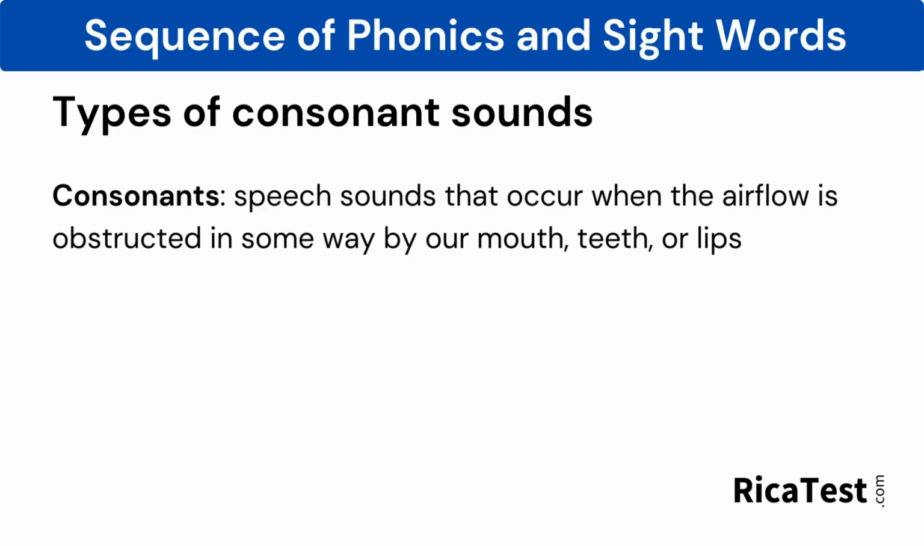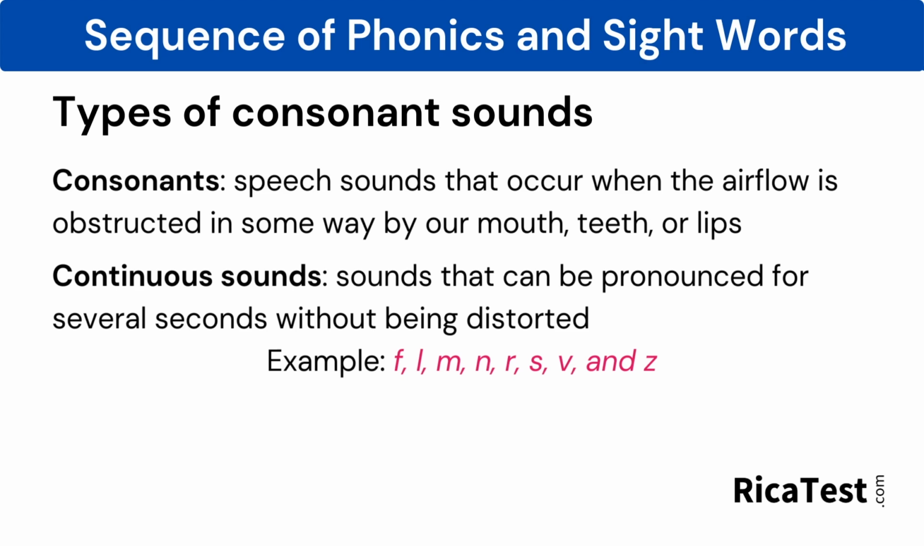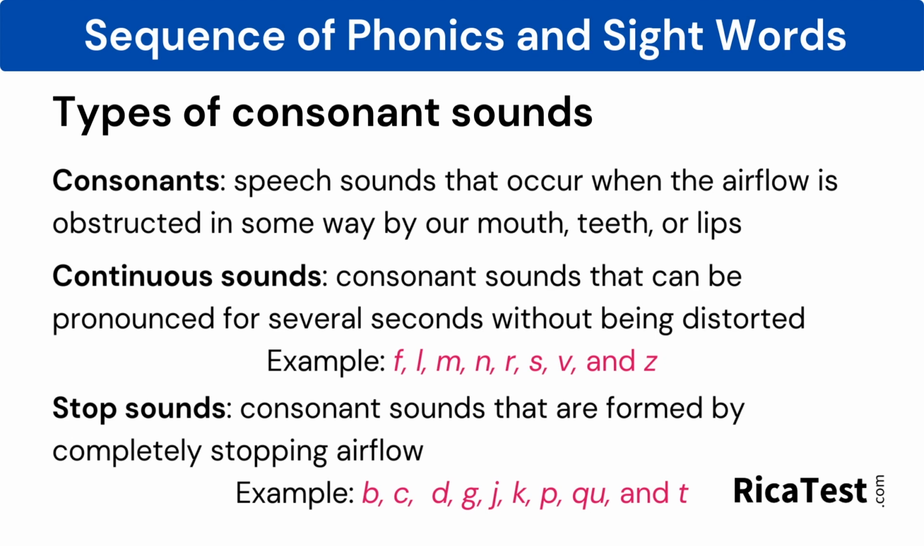Consonants are speech sounds that happen when the airflow is obstructed in some way by using our mouth, our teeth, or our lips. The letters they produce are all of the letters that are not vowels. Continuous sounds are sounds that can be pronounced for several seconds without being distorted. Stop sounds are consonant sounds that are formed by completely stopping airflow.